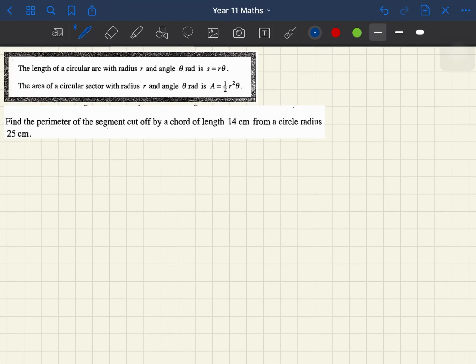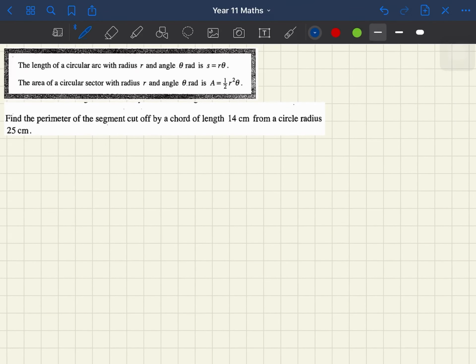Next one is about, okay, now we get to the radians. Length of a circular arc with radius r. So these are formulas. I took some formulas here for you. Find the perimeter of the segment cut off by a chord of length 14 centimeters from a circle of radius 25 centimeters. Okay, let's draw a circle. Perimeter of a segment cut off by a chord. So there's a chord here, right? From a circle of radius 25 centimeters.